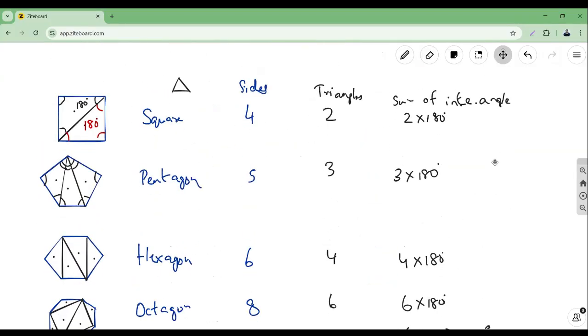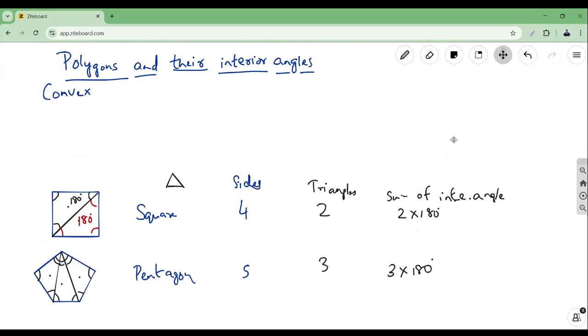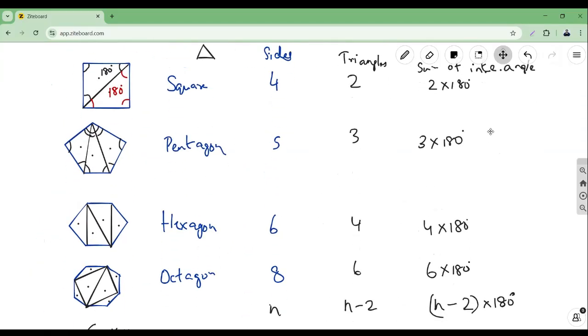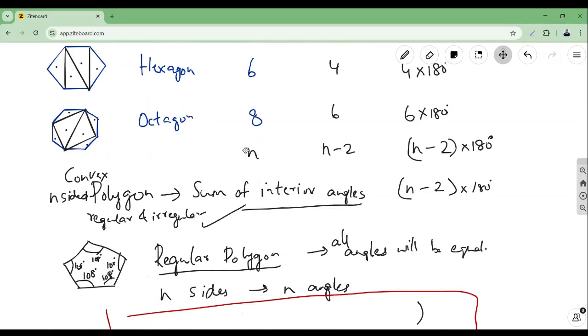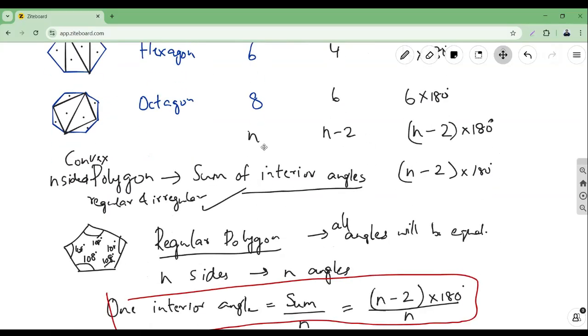So we're talking about polygons and interior angles. Interior angles means inside. So whatever kind of polygon it is, we can cut it into different triangles. Once we cut that into triangles, we know the sum of angles in every triangle is 180. So the number of triangles multiplied by 180 is going to give you the sum of the interior angles. And generally, if n is the number of sides in a polygon, then n minus 2 triangles are going to be there.